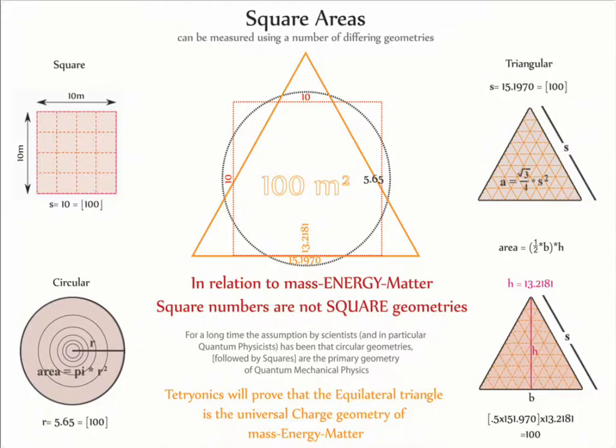Of course, there are a number of misleading physical properties that Tetrionics will set about rectifying in order to explain or redefine physics in terms of special relativity. The first and most fundamental one is the fact that square units of measurements, be they energy, area, etc., are in fact not necessarily square geometries. And in fact, in the case of Tetrionics, they are equilateral geometries, or more precisely, equilateral triangles.